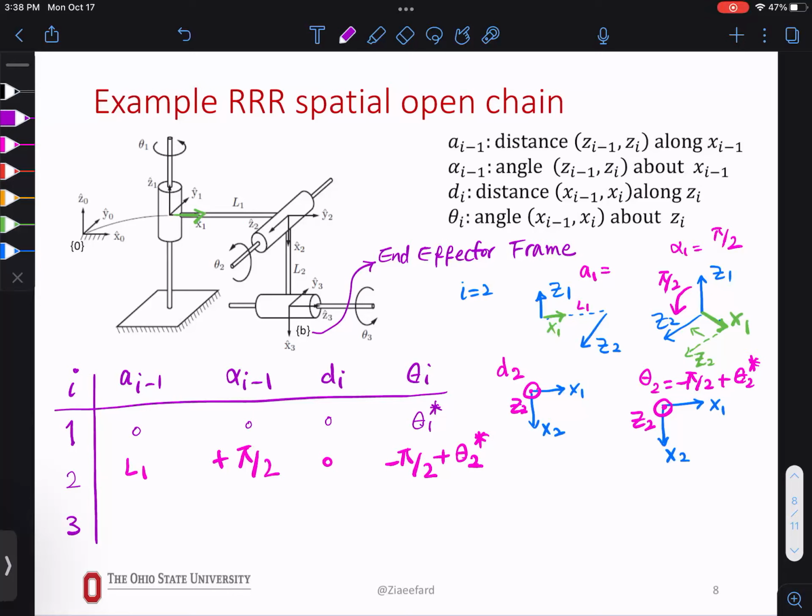It was -1, yes. L2, negative pi over 2 or 270, 0, theta 3 star, there is no offset. Good. All right, so this is your DH table. Do we stop here? Big matrix. So the goal is our forward kinematic expression, but it's almost there, so we need T0 to 3, right?